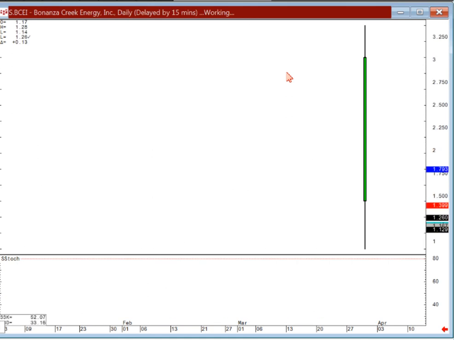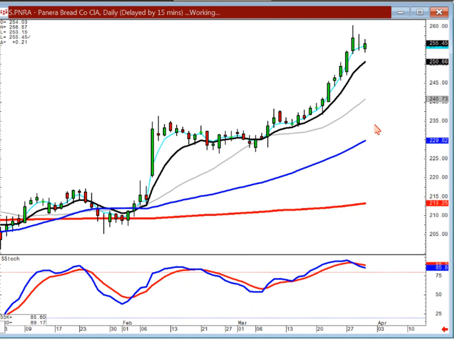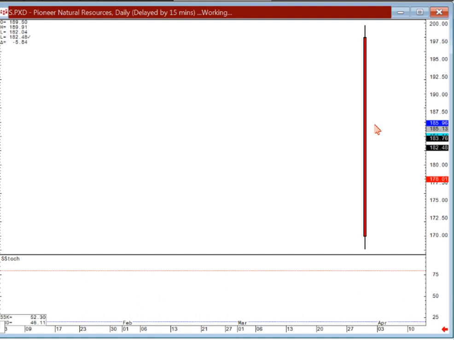BCEI, that's a nice slow fry pan bottom with a doji sandwich breakout. You can buy this, just be conscious of the 200. Panera, I'd use today's low as my stop. It shouldn't come back through that direction. Otherwise, you stay long. PDX, you should be out of this one.